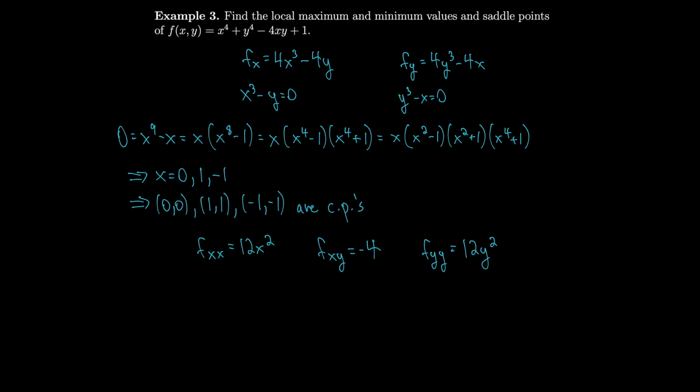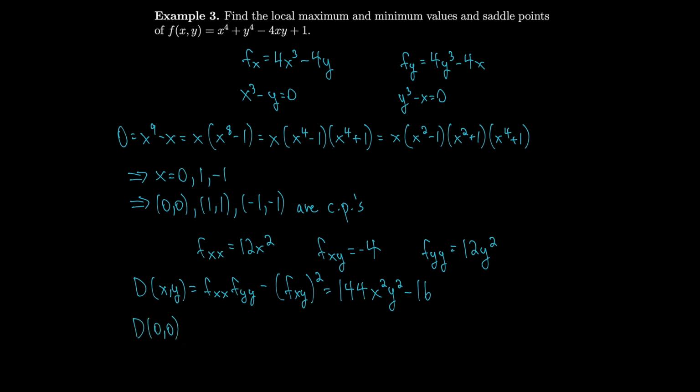We can get that the determinant of our Hessian matrix D is equal to fxx fyy minus fxy squared, which is 144 x squared y squared minus 16. So let's look at it at each of our points.